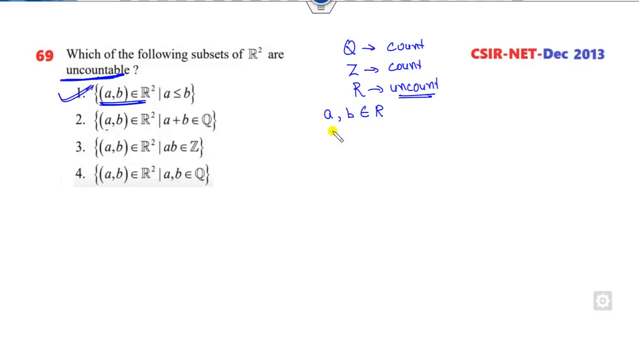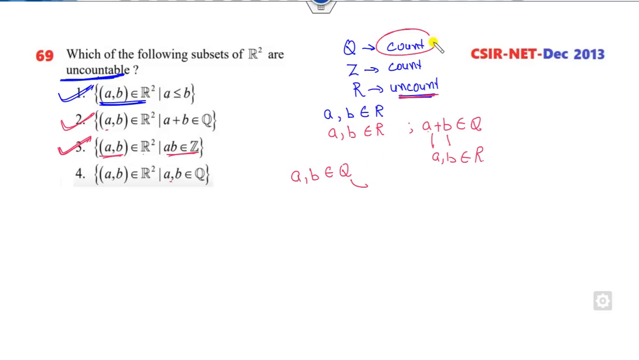Second, you consider a and b belonging to R such that the sum will be in Q. But how many a and b are there? They are from R, and R is uncountable, so it has uncountably many values. For a and b from R such that the product will be an integer, again it will be uncountable. Here you can see a and b are in Q, and Q is countable, so it is not uncountable. So the right answer is the first, second and third options.